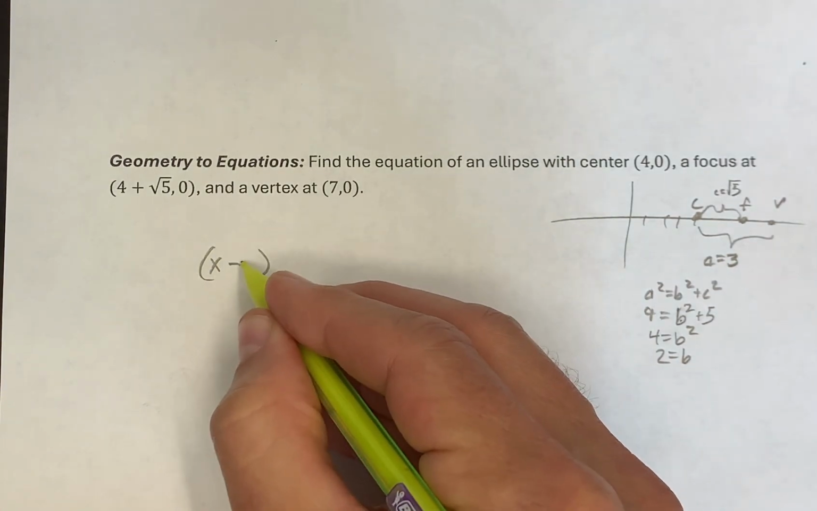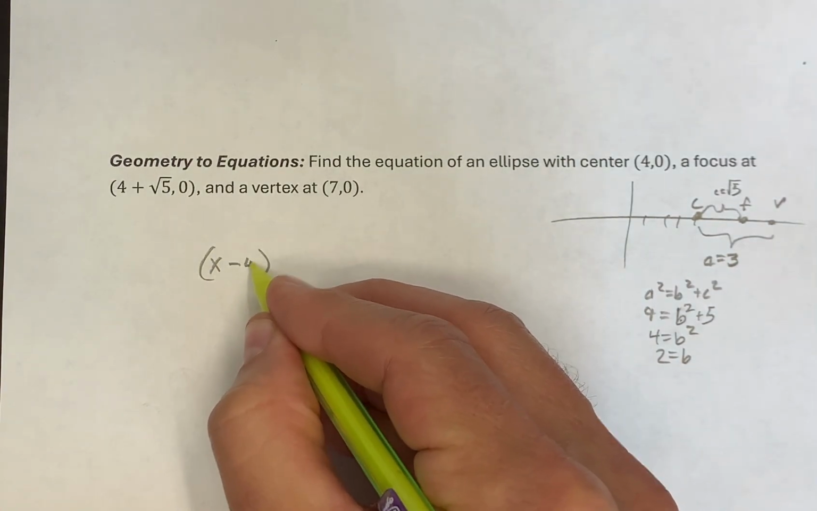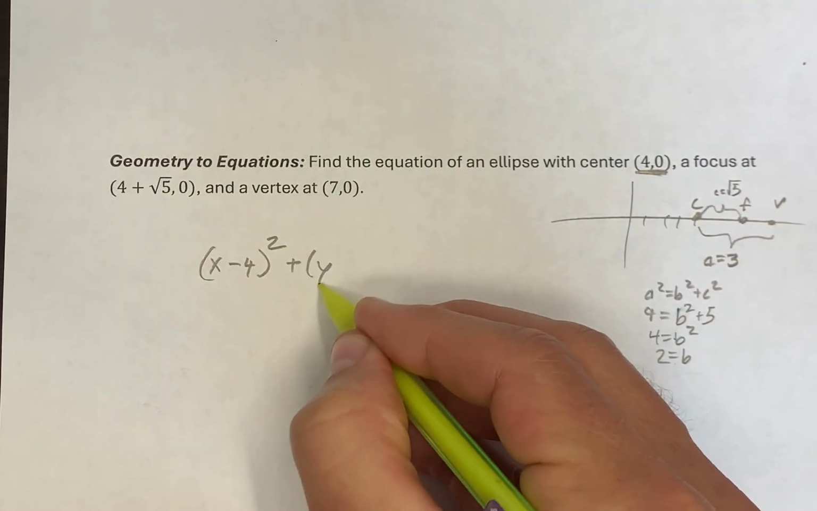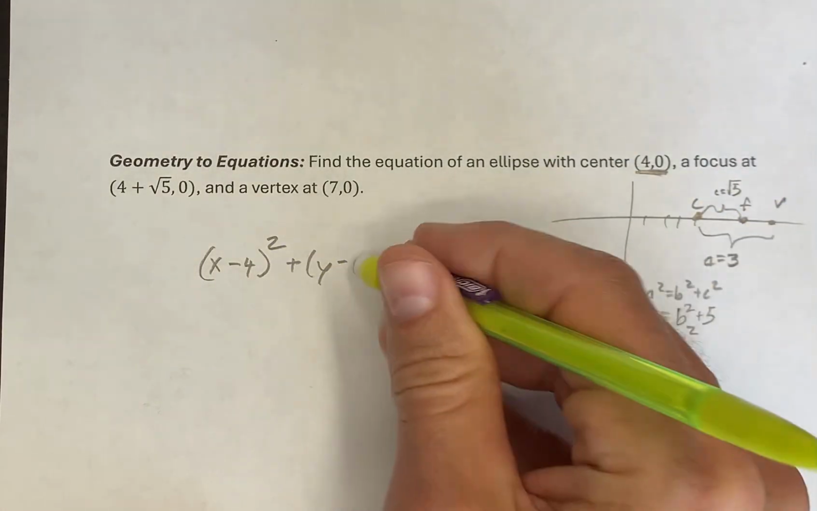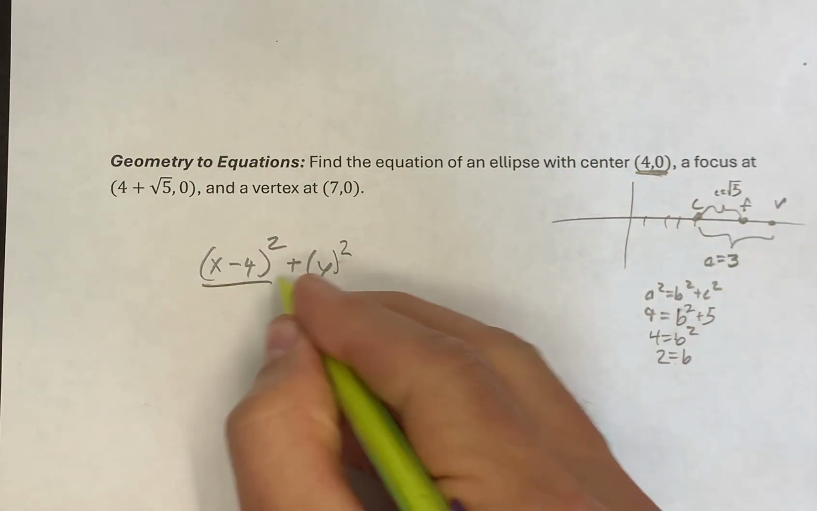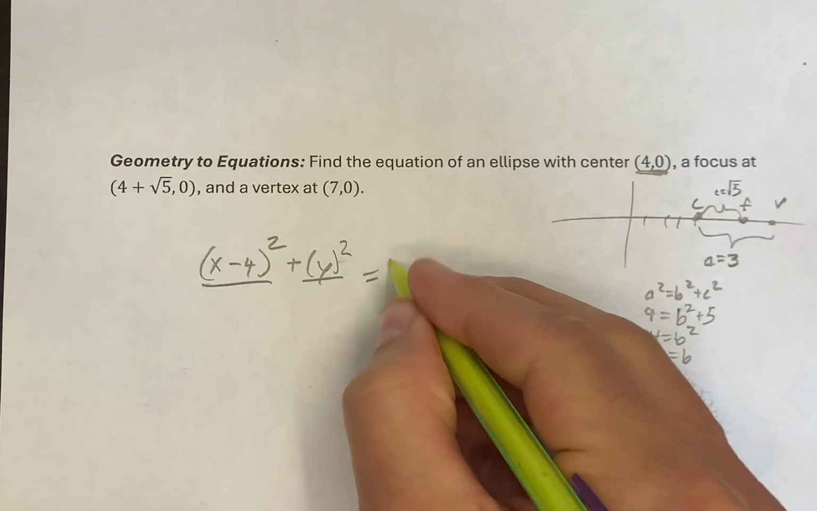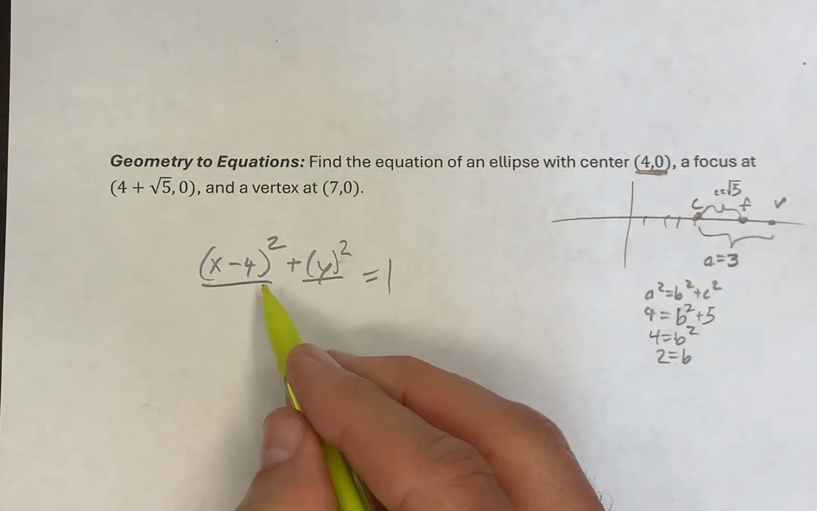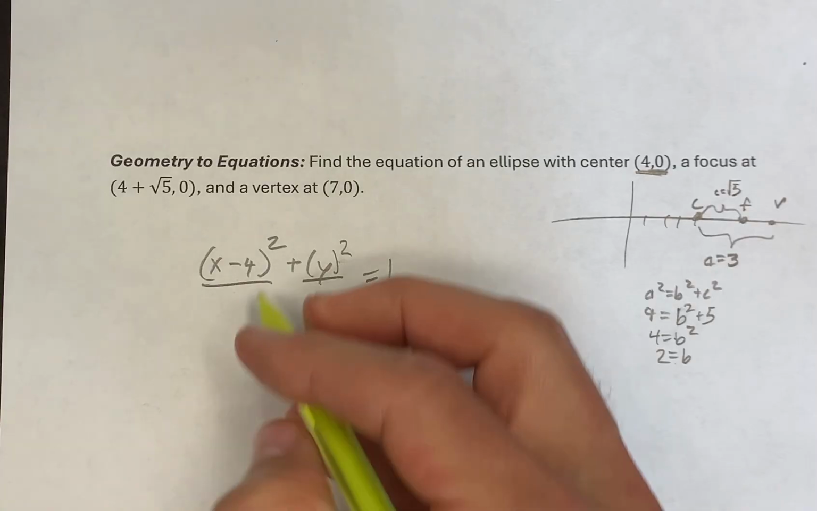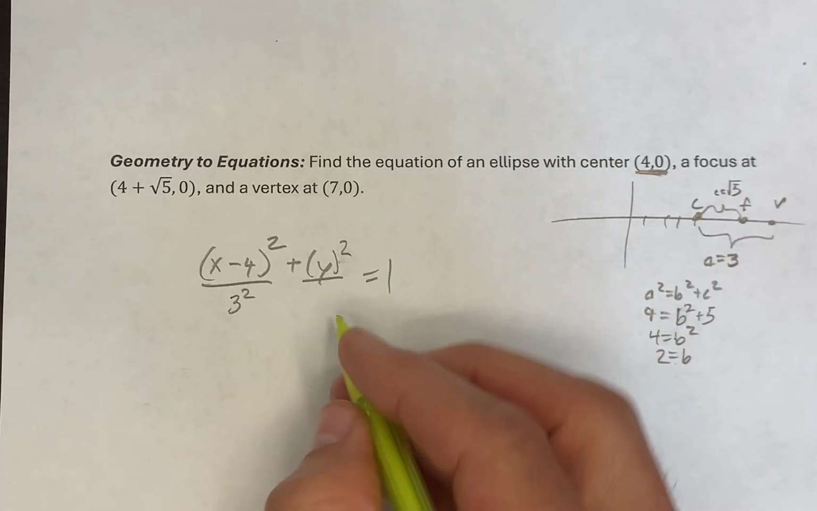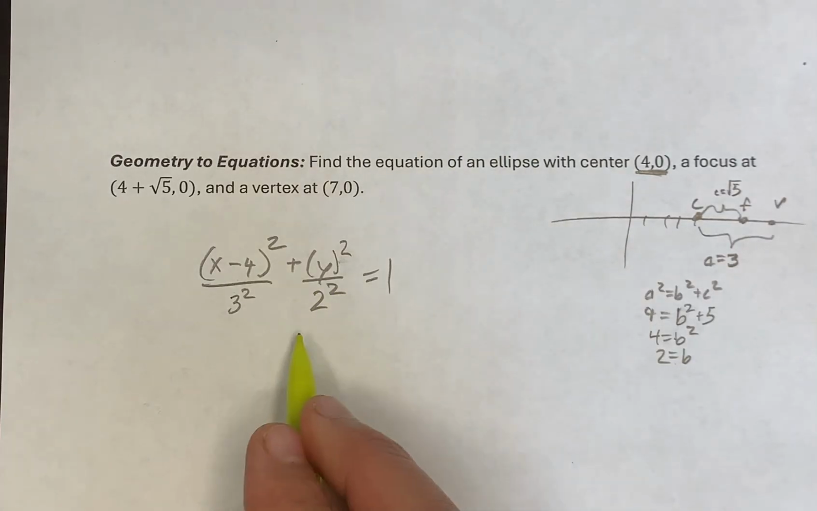So what's that give me for my equation? X minus 4, the center is really that key thing, y minus nothing at all, because it's minus 0, over something equals 1. The major axis is right and left again, so this is over a squared. That's over 3 squared or 9. This is over b squared, 2 squared, and that's the equation.